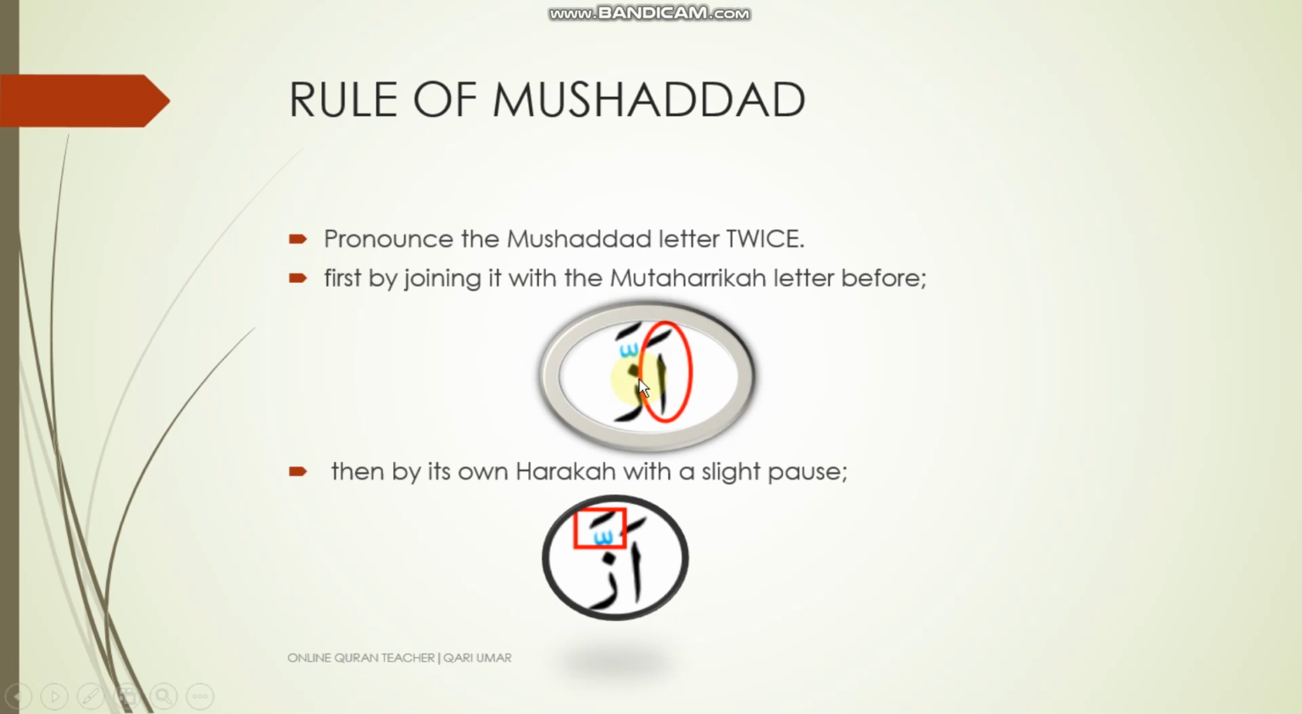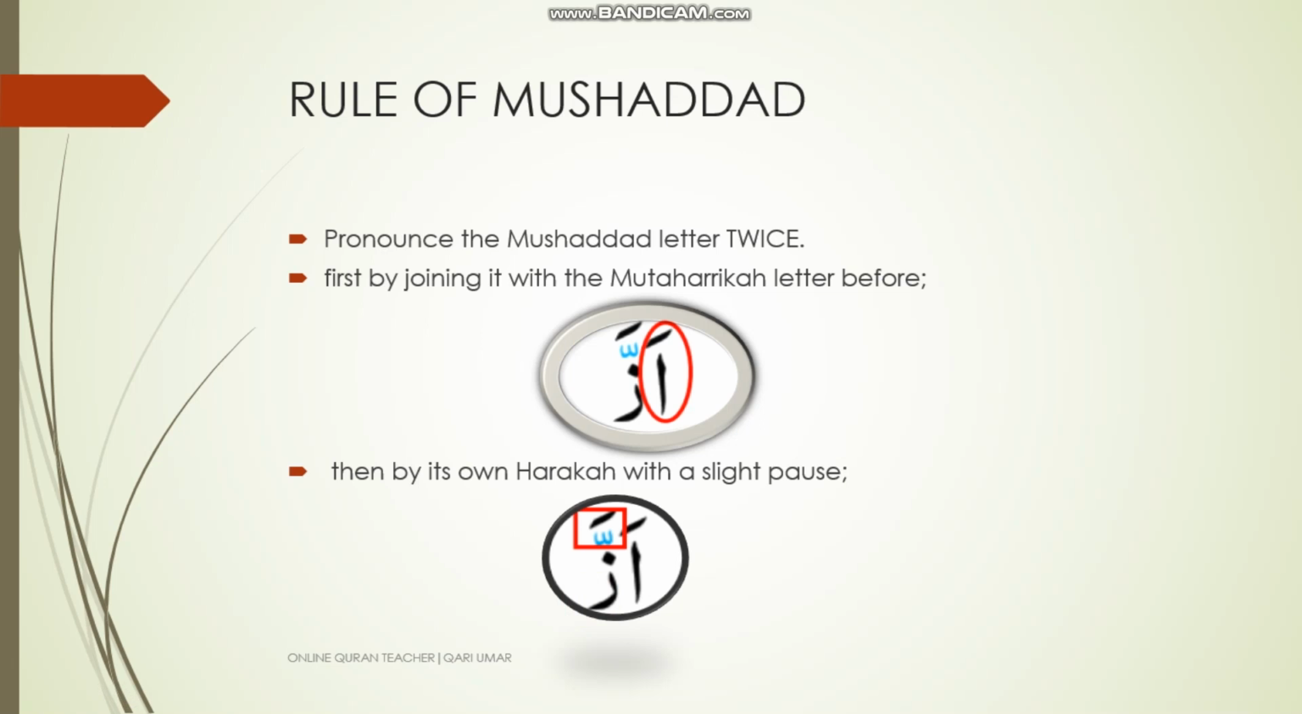And the second time you have to read this mushaddad letter with its own harakat with a slight pause. Right now you have a tashdeed on the letter za, and the sign that we are talking about as harakat, it is zabar. Second time you have to read this za letter with the zabar sign. So za, zabar, za. If I put both of the spellings together, the whole will be pronounced as az. In this way you have to pronounce the letter containing tashdeed on it, the mushaddad letter.